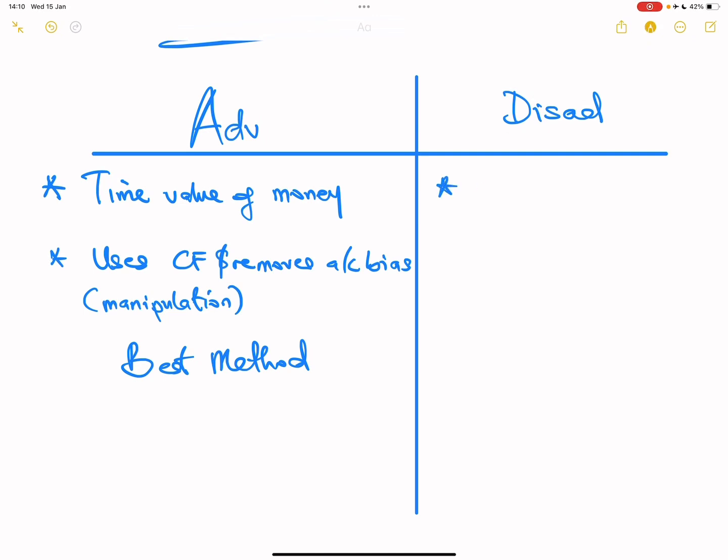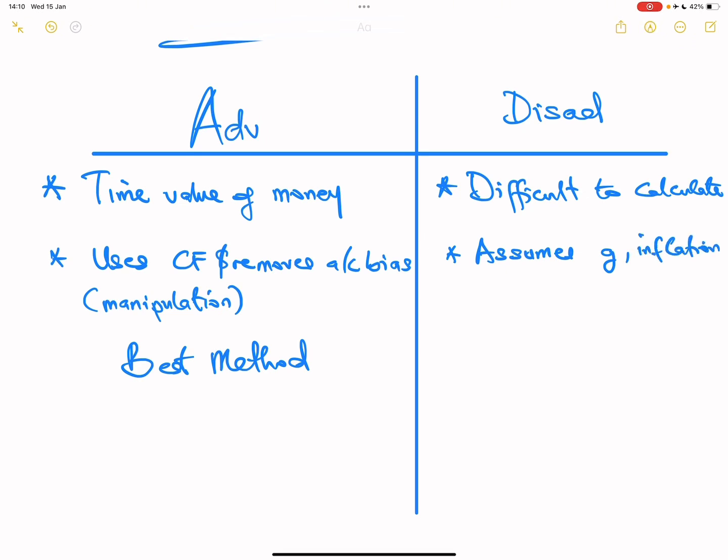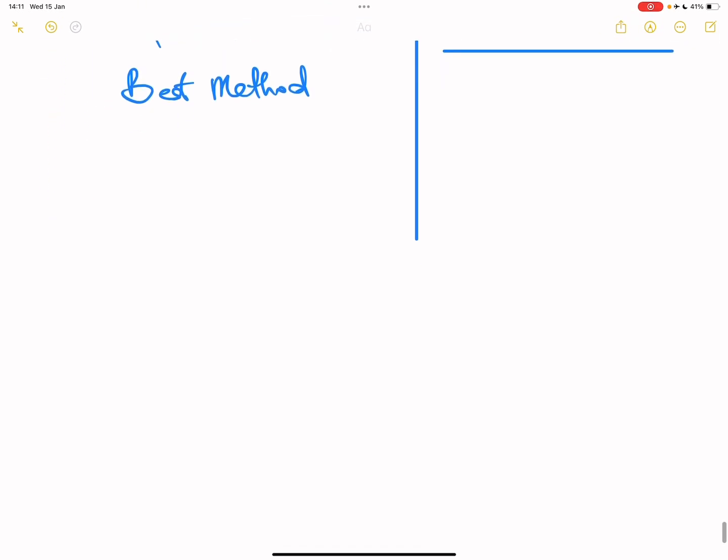But it's not all perfect, because cash flows can be difficult. So it's difficult to calculate all the discounting and all of that. And there's an assumption that is not always correct. And that is the assumption that the growth rate, the inflation will all be constant forever. This is not always true, and that's the disadvantage of the cash flow method.